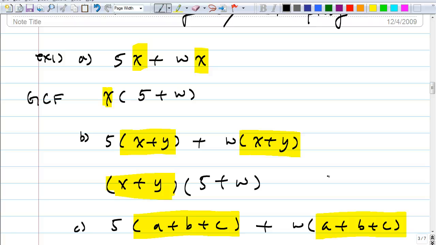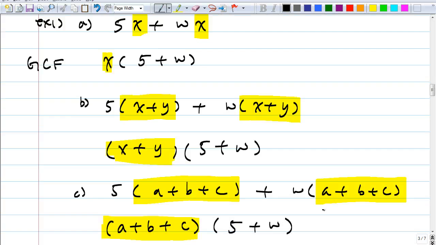This time my GCF is a plus b plus c, so a plus b plus c times 5 plus w is exactly right. Does that make sense? Because that's your GCF. If you don't believe me, multiply, distribute it back in, you see? Then don't we get the same thing as before? But this time it's written as a product. Very good. Does that make sense?